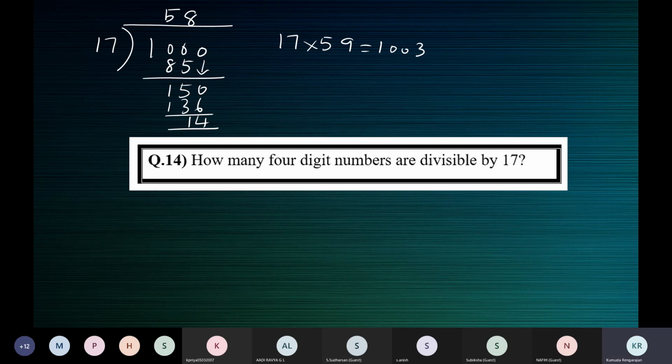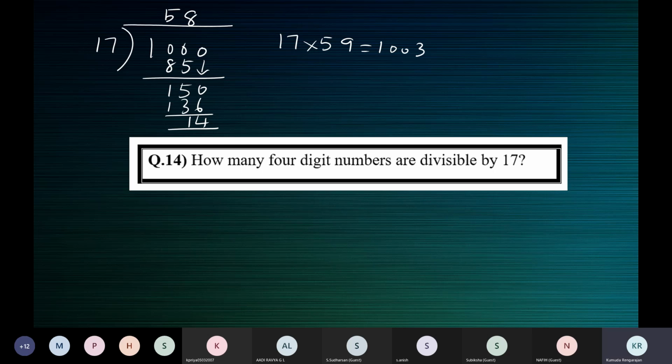So this is how you identify the first 4-digit number that's divisible by 17. Am I audible and clear, children? Yes, ma'am.